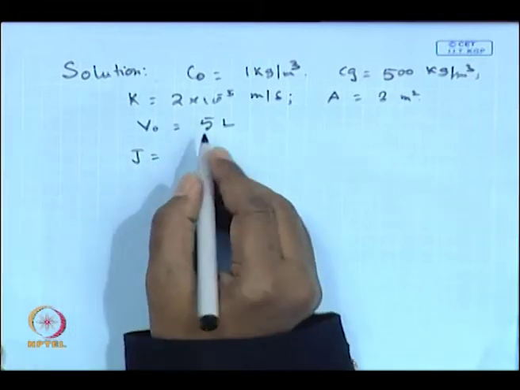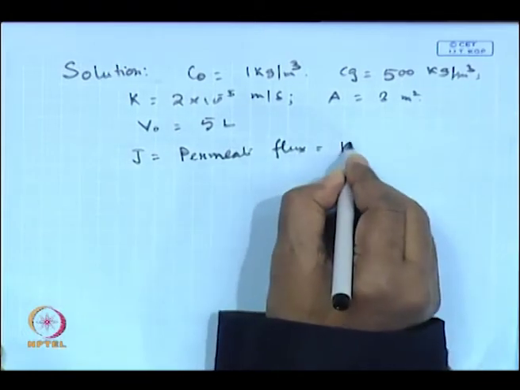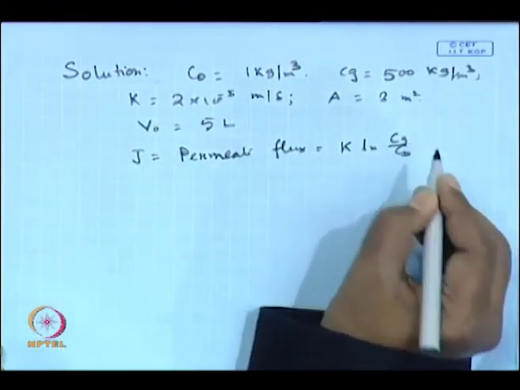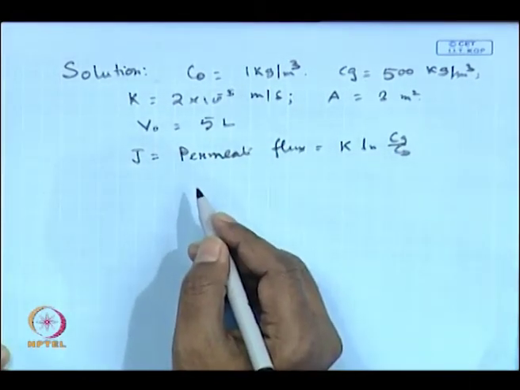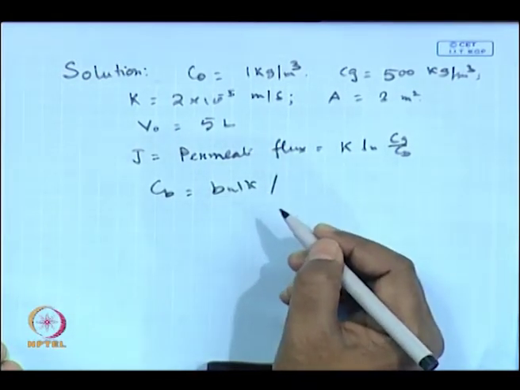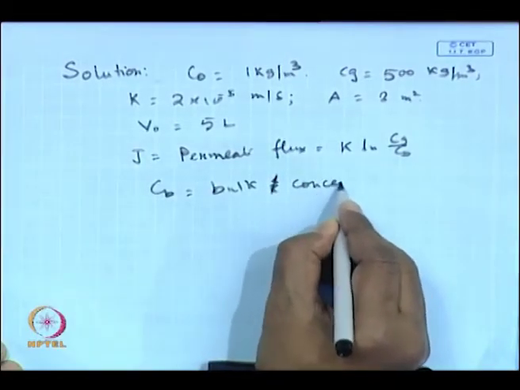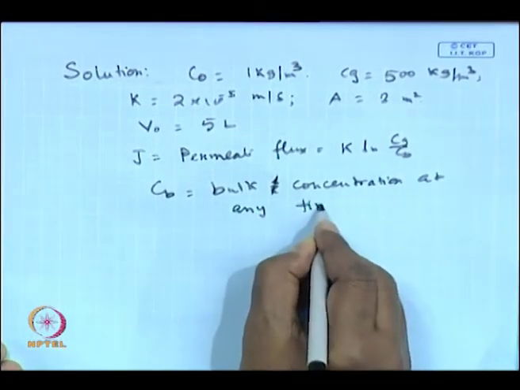Now, what is the permeate flux? K ln Cg by Cb, right. K is given and Cg is also known, and what is Cb? Cb is the bulk concentration or feed concentration at any point of time. Initially, the Cb was equal to C naught at time t equal to 0. Cb is basically bulk concentration. Now, there is nothing like feed. Feed you have just given in initially, and after that it is going on. So, it is basically bulk concentration at any time point.